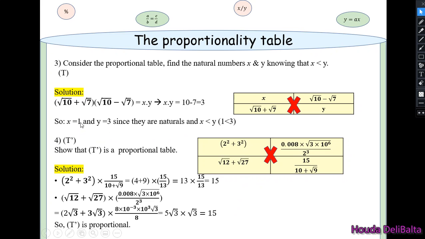Here, the question is a little bit different. You have that the table is proportional, and you have to find the missing values. Also, we use the cross multiplication because the tables are divided into 4 parts.